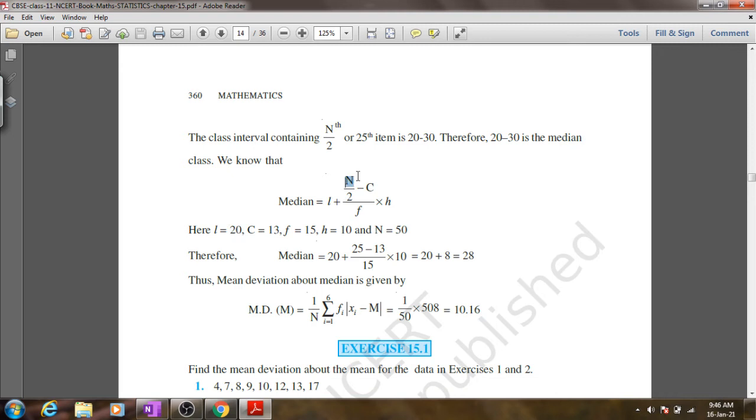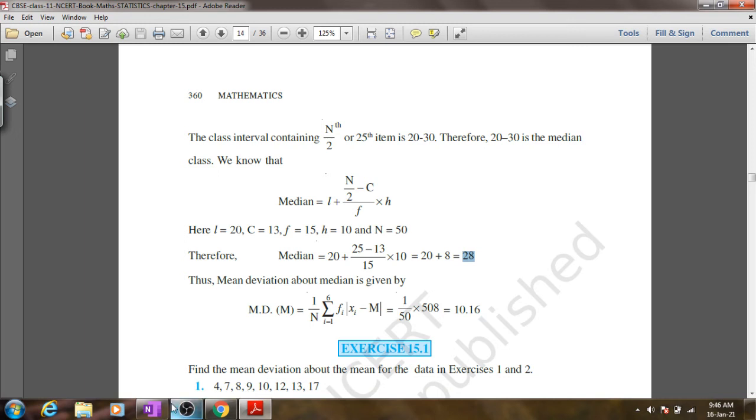First of all, this n will fetch you the range you're going to take, 20 between 30. Okay, 25 and 30. Your lower limit is 20, your frequency is 15, your h, the class difference, is 10, and your n is equal to 50, your total number of frequencies. And this median will give you 28 as a median.